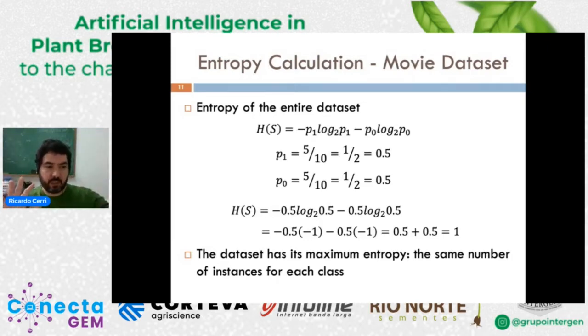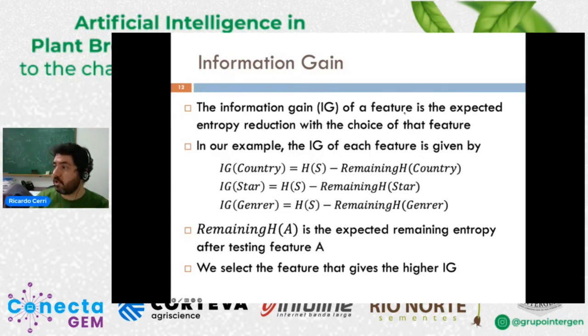5 instances from one class, 5 instances from the other class. So now we want to find the features that decrease this confusion. The information gain of a feature is going to reduce the entropy when I select a given feature. So I want to choose the feature with the highest information gain. In our example, the information gain for each feature is going to be given by these formulas here.